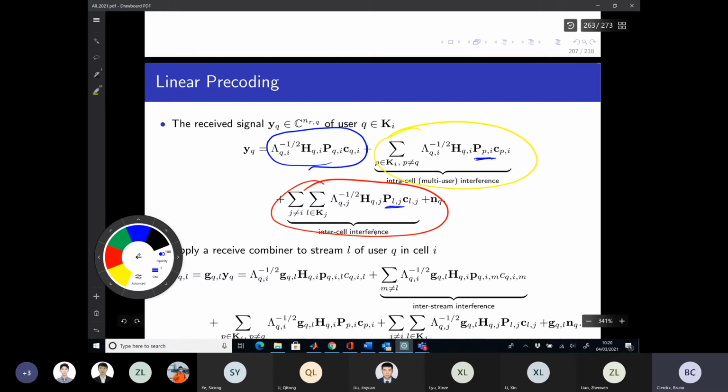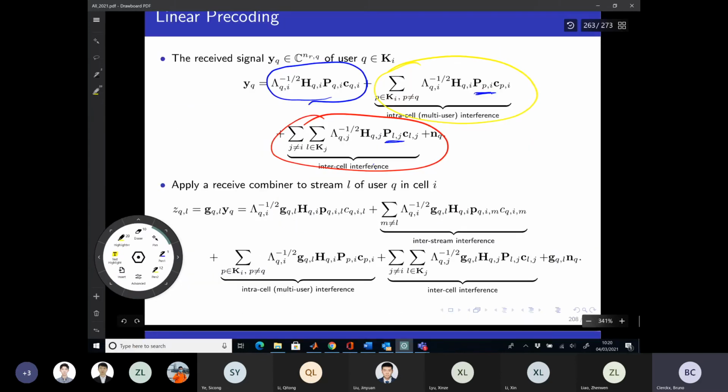Now, if I expand a little bit more, because I have multiple receive antennas, I can use those multiple observations to do some form of combining. For my stream L, for instance, I want to decode that stream of user Q. So I'm going to have a combiner here, here, here, and here. Here I have split these terms.